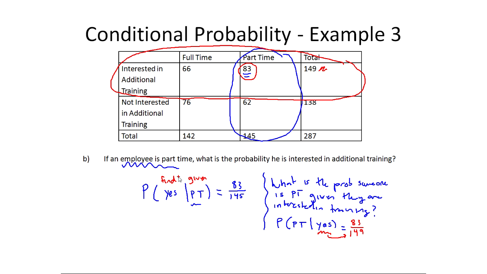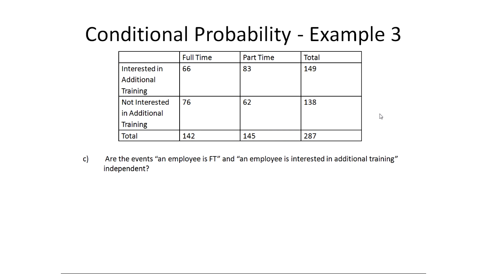Now, finally, this conditional probability idea can be used to talk about independent events. So you may say, well, it shouldn't matter if an employee is full-time or part-time as far as determining if they're interested in the training or not. Or maybe you have an argument that it should matter. But when I ask if they're independent, I'm actually asking a much more specific question. I'm saying in this data set, can you say that one event influences the probability of the other?